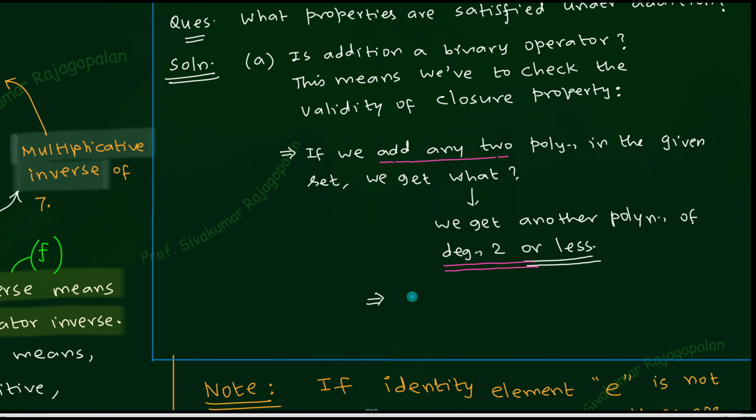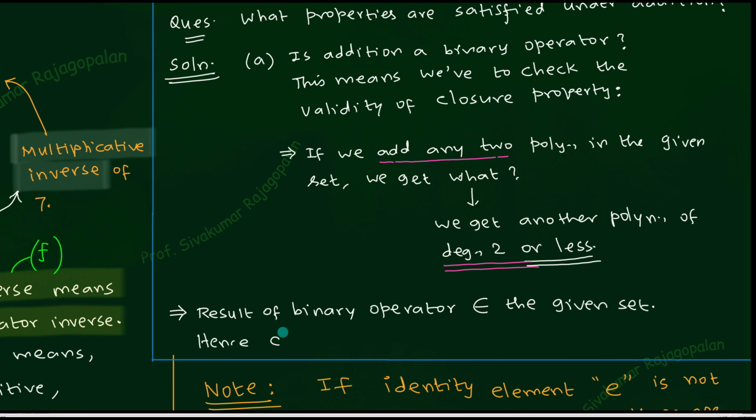Technically it is known as belonging to. In abstract algebra we say belonging to. So let us therefore write down what is the result. The result of the binary operator, result means answer, the answer of the binary operator is belonging to the given set. That means present inside the given set, and therefore the closure property is satisfied. And that's all. This is the first property.